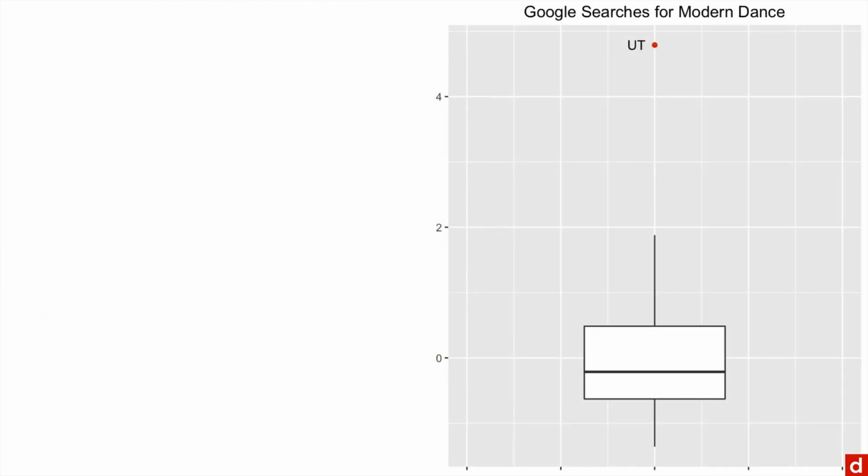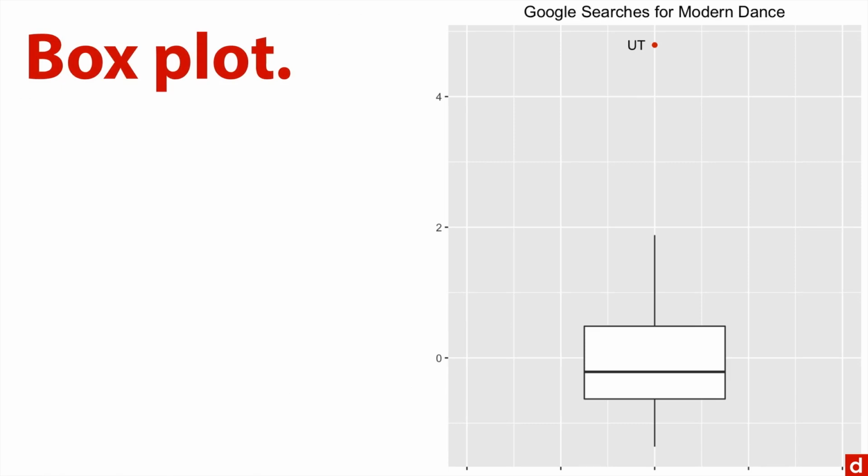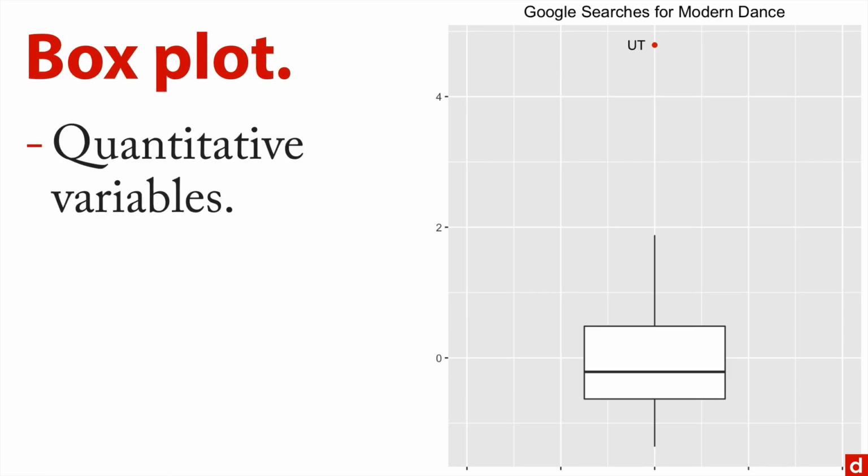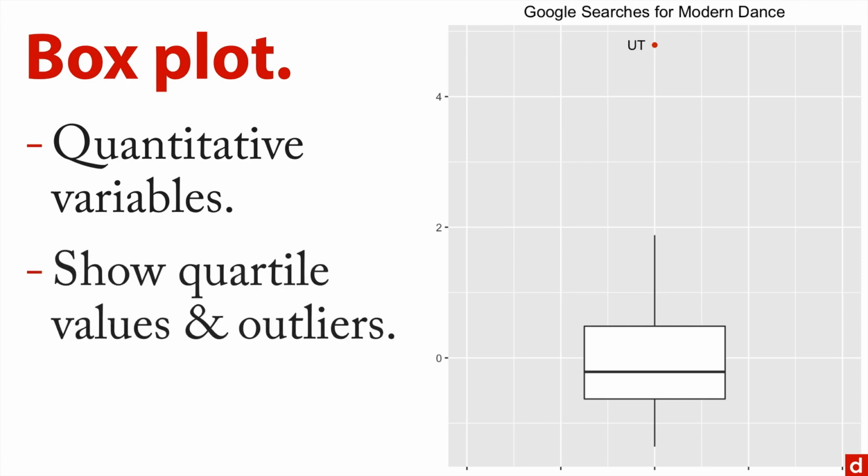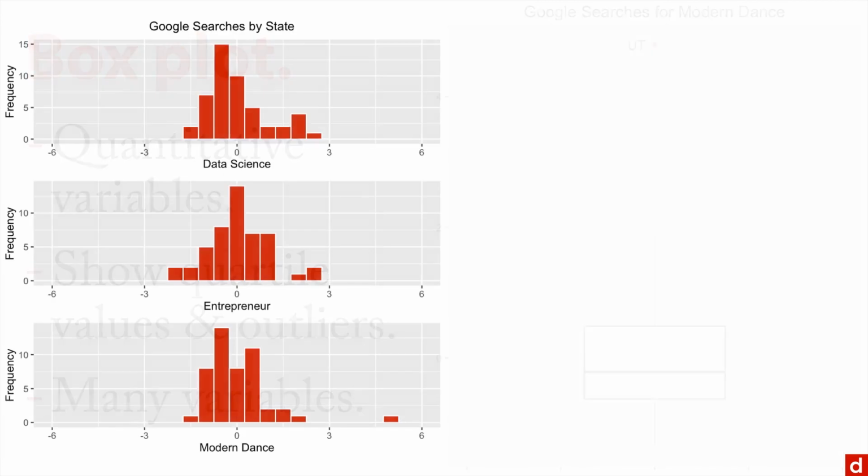Next, you can do a box plot, or sometimes called a box and whiskers plot. This is when you have a quantitative variable, something that's measured, and you can say how far apart scores are. A box plot shows quartile values. It also shows outliers. So for instance, this is Google searches for modern dance, and that's Utah at 5 standard deviations above the national average. That's where I'm from, and I'm glad to see that there. Also, it's a nice way to show many variables side by side if they're on approximately similar scales.